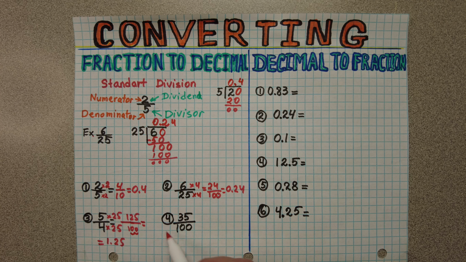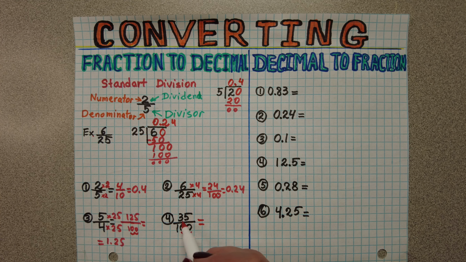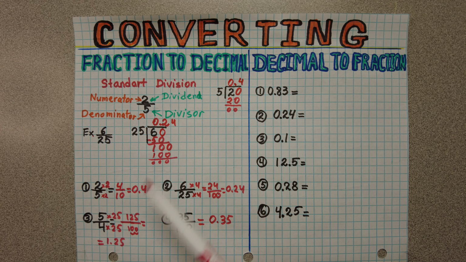This one is very easy. It already gave us 100 on the bottom, so we will go 1, 2 and put the decimal sign. Let's see here. We will get 0.35 as a decimal. This is about fractions to decimal, how we convert. We can do it in two ways.